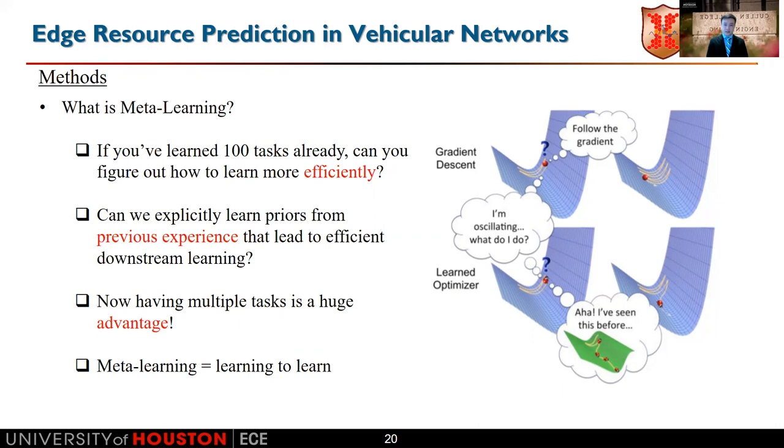So traditionally, you just try to see if the gradient is actually descending or not. But here, if you have enough experience, maybe you have seen this kind of situation before, and your experience will guide you to the optimal direction instead of several trials. So this is the basic idea of meta learning, which is to utilize experience to guide the current tasks. So if you have more experienced tasks, it will become more beneficial.